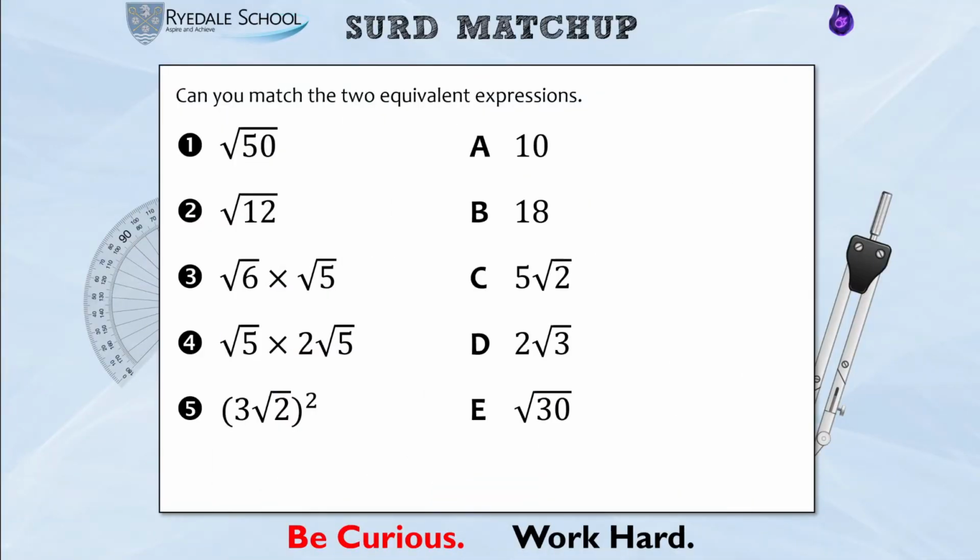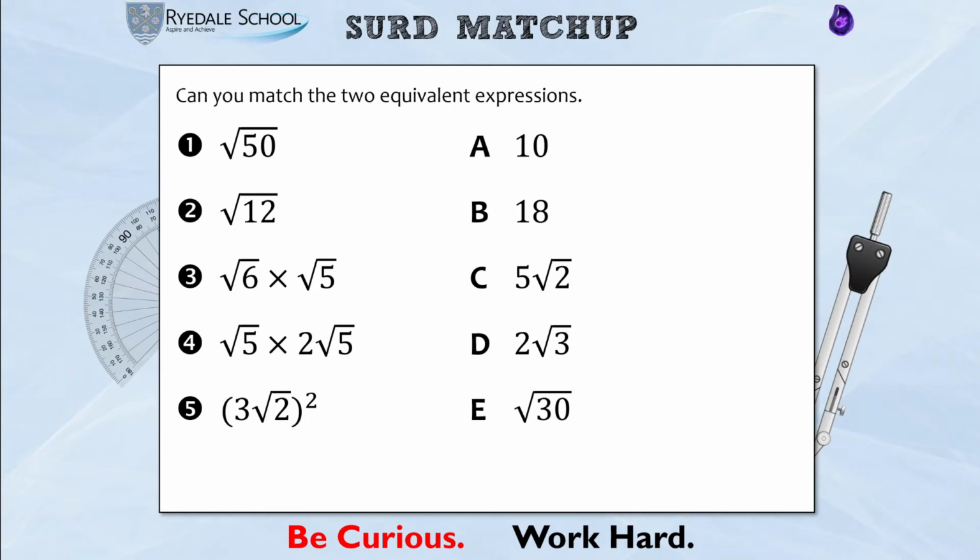So before we get started, a little quick activity to see how much you can remember about surds. You will have used these in the previous lesson, and we are going to be using them again today. So, can you match the two equivalent expressions? Can you find the surd written in questions 1 to 5 and which one it matches to, A to E? I would pause the video here, just give yourselves 2 minutes to think about the answers.